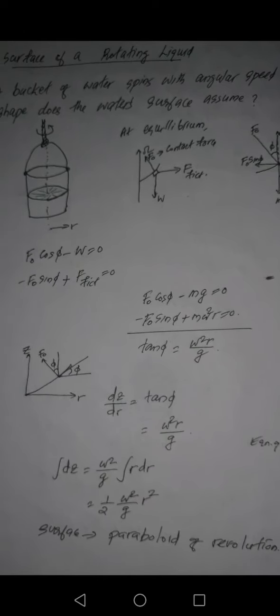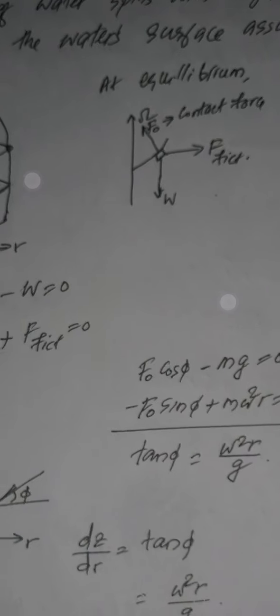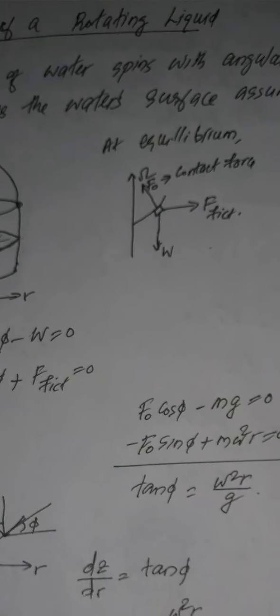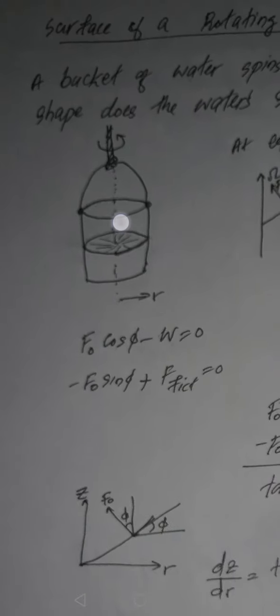Alright, now let us understand these concepts by doing some examples. The first example I choose is a bucket of water that spins, that means a bucket of water that I tied to my wall, which spins with an angular velocity omega. Okay, this is the picture that I remember.